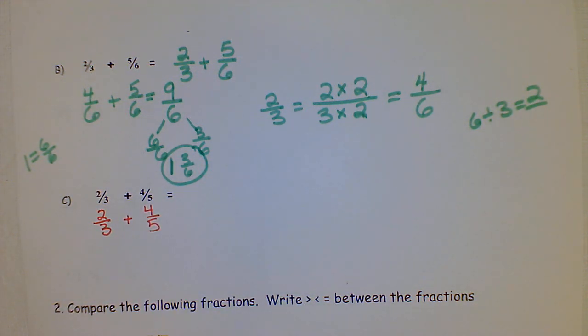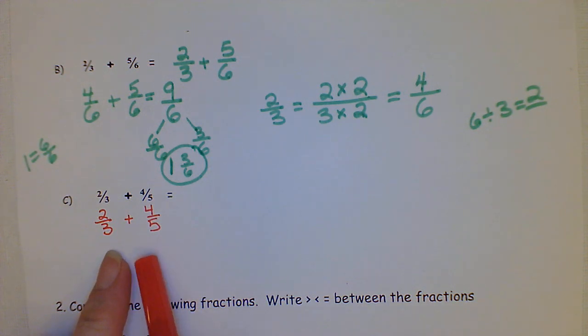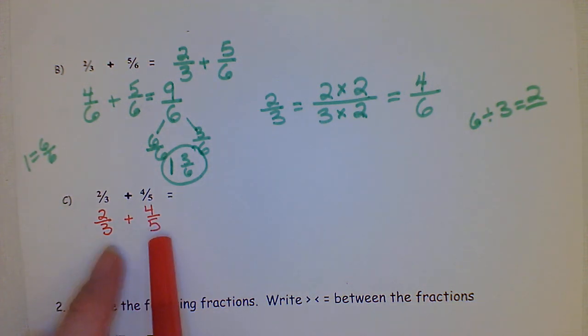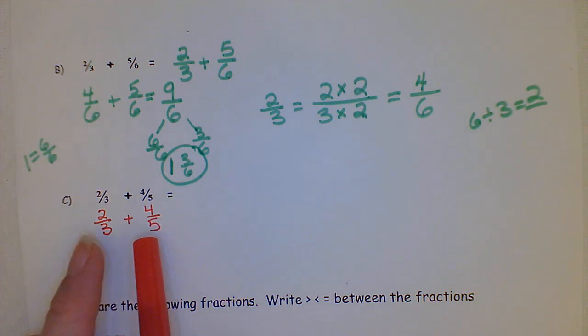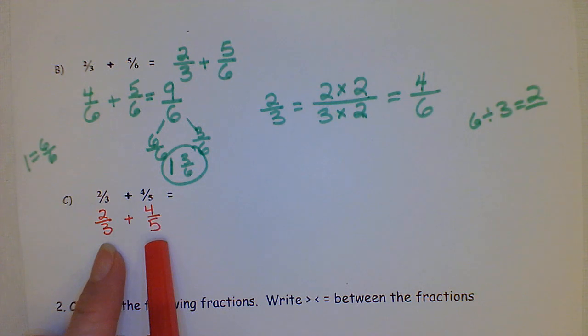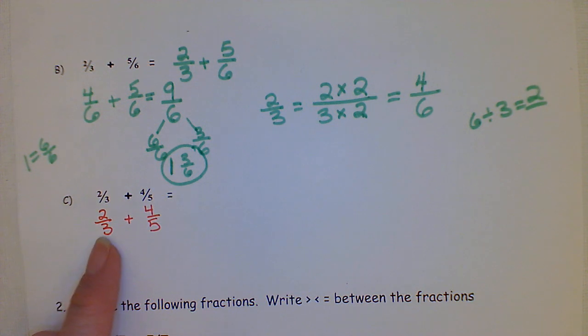And the first thing I want to do is see, are my denominators the same or different? And they are different. 3 and 5 are not the same. And the next thing I want to do is ask myself, are they related or unrelated? So in this one, is 5 a multiple of 3? And it is not. So these are unrelated. So my rule, when I have two fractions that are unrelated, is that I'm going to multiply each fraction by the other fraction's denominator. And I'm going to do that for both of them.